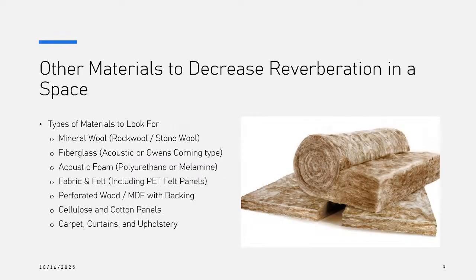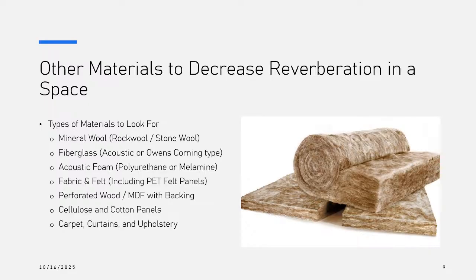I also want to talk about other materials to decrease the reverberation in a space. First, we have mineral wool. Mineral wool is made from spun rock or slag fibers, forming a dense, fibrous material that traps sound waves. It's very effective at absorbing mid to high frequencies and when thick enough, it can also reduce lower frequencies. So that's pretty much the best of all worlds, really.